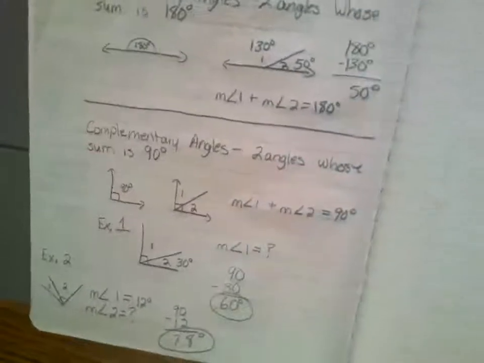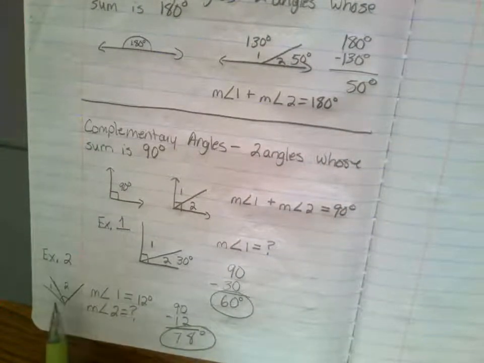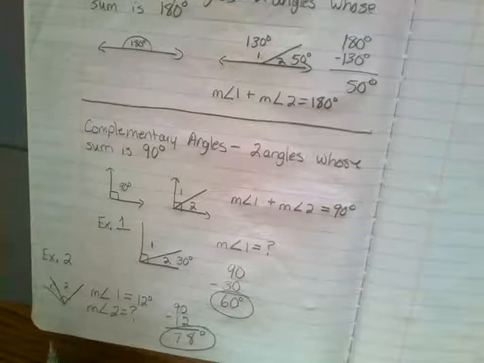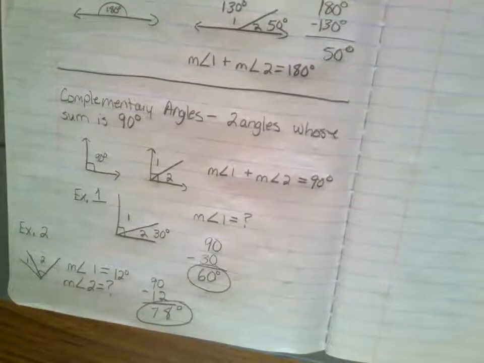The other thing is if they do not put the box here in the corner or tell you that it is 90 degrees, you cannot assume that just because it looks like it's 90 degrees, that it is 90 degrees. You cannot assume that, all right? Because it could be 89, it could be 89.9. That's not exactly 90 degrees. Any questions?